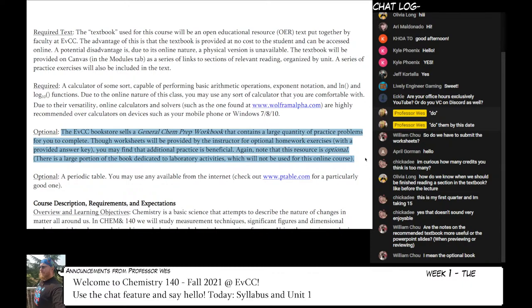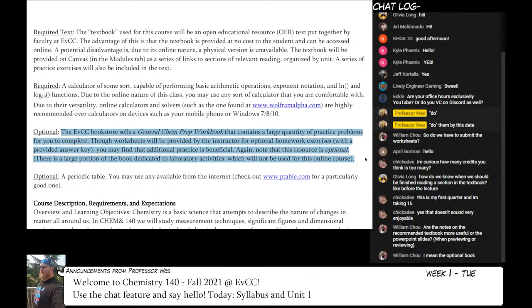The optional book is really, really, really good for more worksheets. There are so many practice problems in the general chem prep book that, if you are doing my worksheets and you're like, man, I need more practice, do you have any more exercises? I'm going to point you right to that book. That does require you to either order it and have it shipped to you or go to the Everett Community College bookstore. But the college is open, so that's not so difficult now.